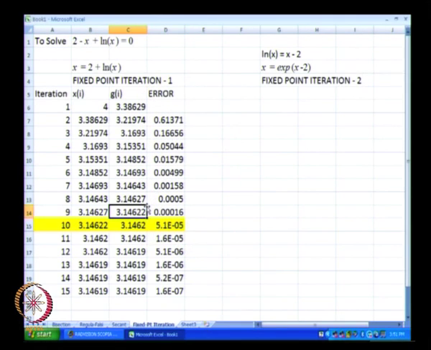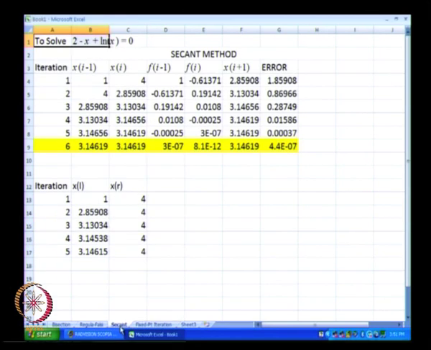As before we will just highlight the final solution over here. So, the final solution again we get is 3.1462. Keep in mind that the solution we got from the secant method is again 3.14619. Since our error criterion was 10 to the power minus 4, it is essentially up to that particular digit that we can be confident of the solution, not to the digit after that.